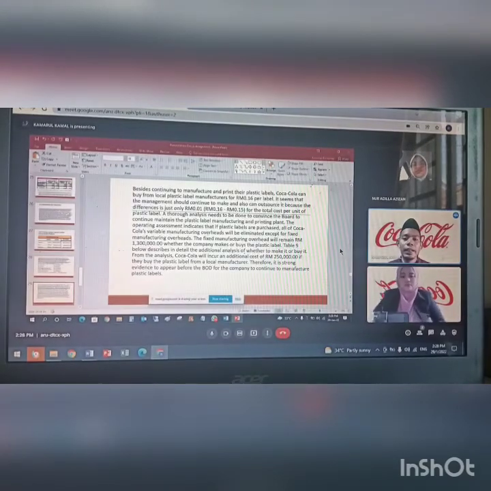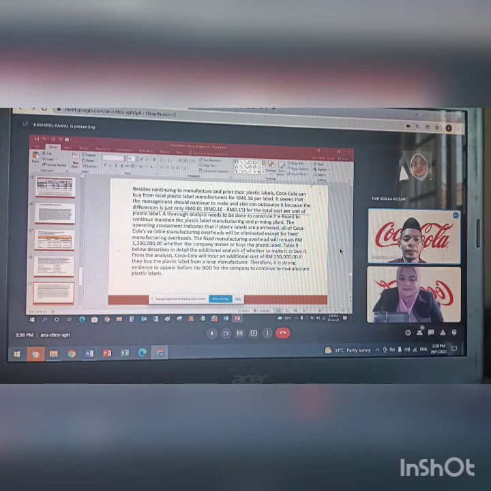So it seems that the management can continue and also can outsource. The difference we can see is just around 1 cent. So for further analysis, we have carried out in order to convince the board of directors.